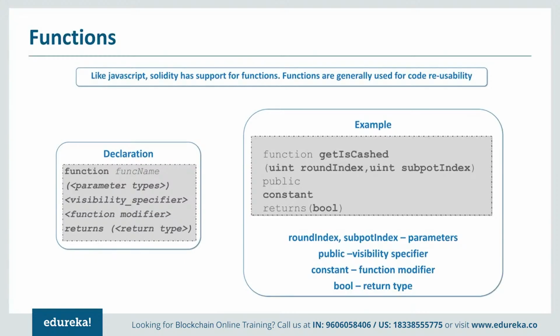So in our example here, you can see that we've made a function called 𝐒𝐽𝐻. Now the parameters that are passed in are the round index and the subport index, which are both uint type. Then the visibility specifier is selected to public, the modifier is selected to constant, and the return type has been specified as a boolean. So let's see what this visibility specifier and function modifiers actually are.